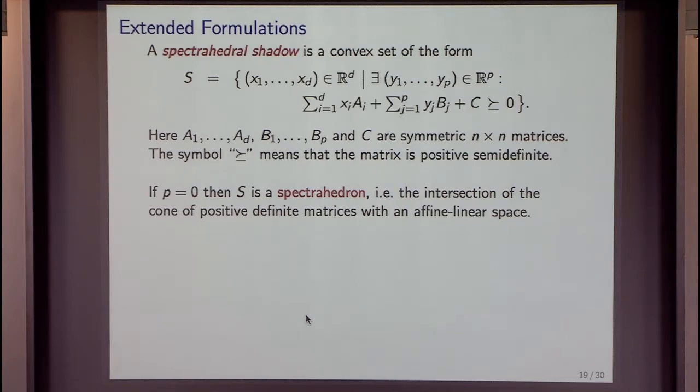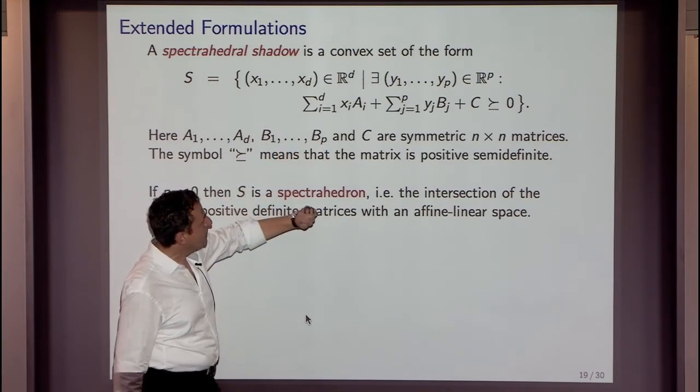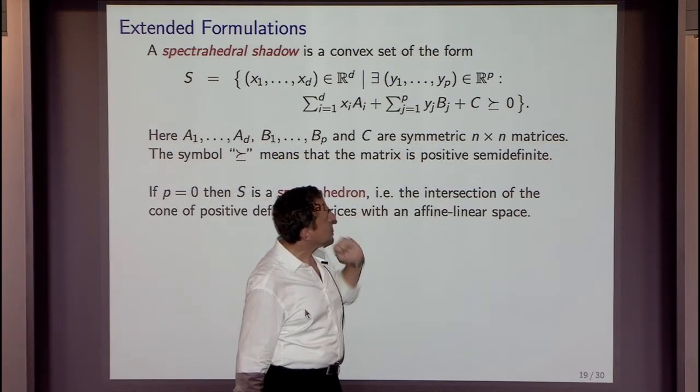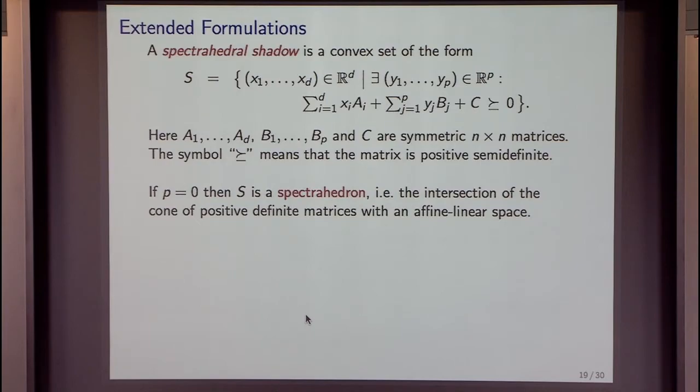We define a spectrahedral shadow to be a projection of a spectrahedron. Algebraically, a spectrahedral shadow is a subset of d-dimensional space, vectors x1 up to xd, such that there exists some other vector, y1 up to yp, such that a linear combination of matrices Ai, d of them, and Bj, p of them, plus a constant C is positive semi-definite. So I'm specifying a spectrahedron upstairs in d plus p dimensional space, and then I eliminate the y variables. I project into the space with the x coordinates.